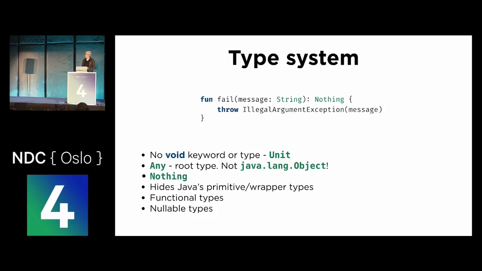If you are doing Java interop, the type system hides away the differences between Java's primitive and wrapper types, so you don't have to worry about int and Integer.